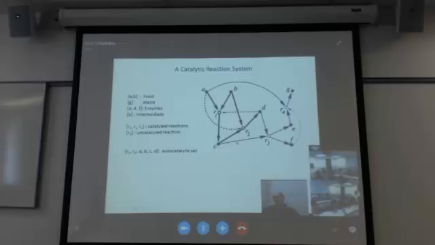The most primitive cells look like this. I mean, they're more complicated. This is the simplified version, but this is what you have.